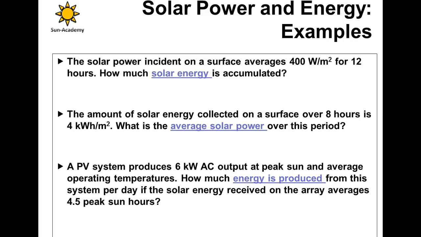Let's look at some solar power and energy examples. The solar power incident on a surface averages 400 watts per meter squared for 12 hours. How much solar energy is accumulated?